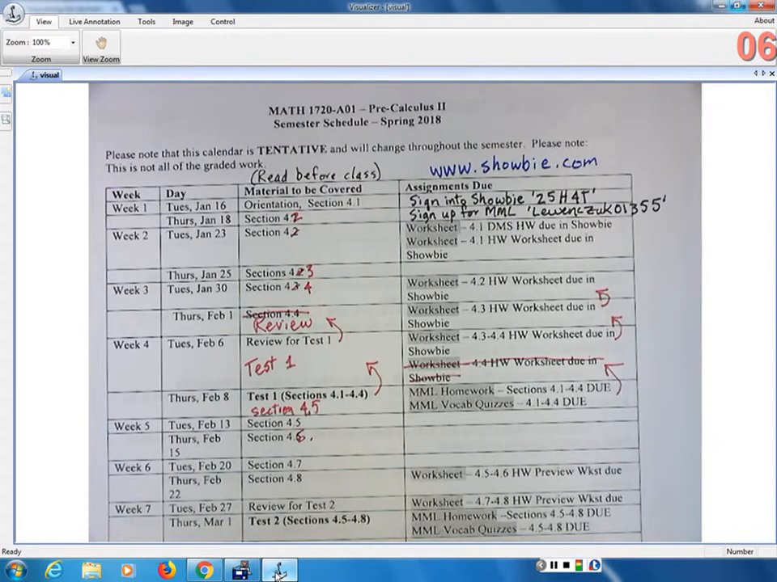Come on in. What class is this? This is Math 1720, Pre-Calculus 2.